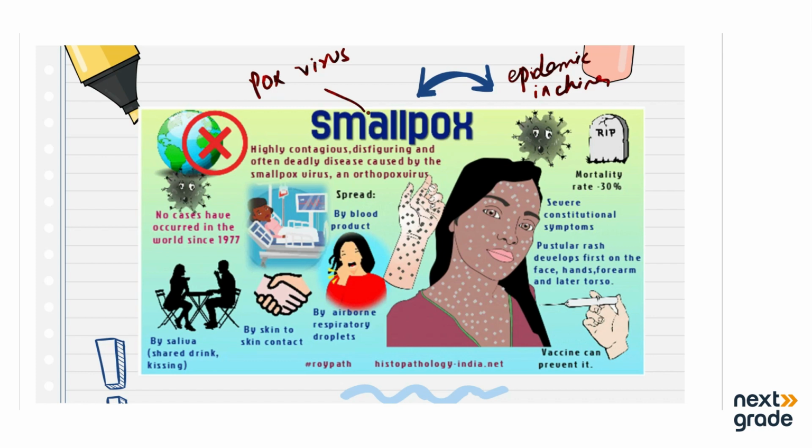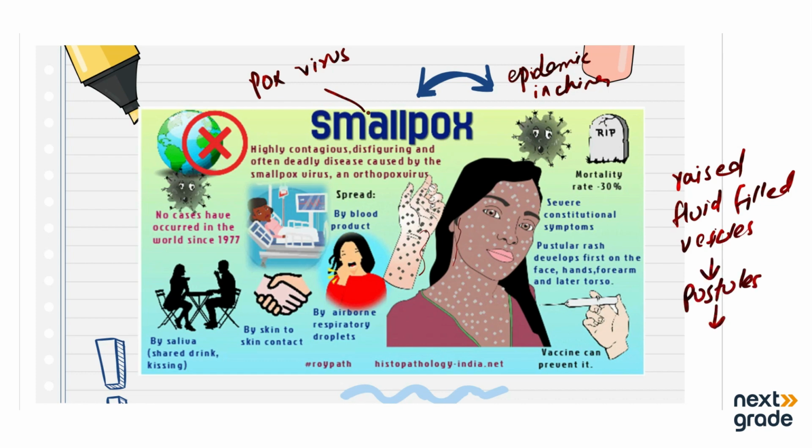Smallpox basically, if you are seeing in this picture of this girl's face and hand, very small raised fluid filled vesicles are formed on the body which become pustules later on and form the pitted scar. First, the raised fluid filled vesicles are produced by the virus, then they convert into pustules, and then pitted scars form, which we call pox.